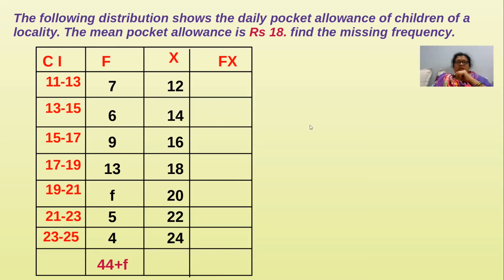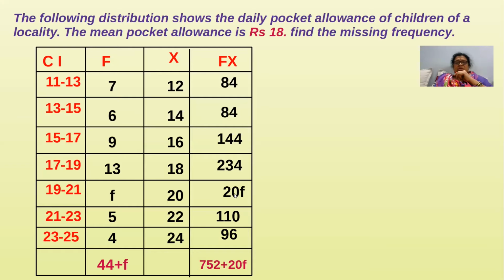Now we'll multiply fx, that is 12 sevens, 84, 14 sixes, 84, 16 nines, 144, 18 into 13, 234, 20 into f, 20f, 22 into 5, 110, 24 into 4, 96. So we'll add all the fx values. We will get 752 plus 20f.